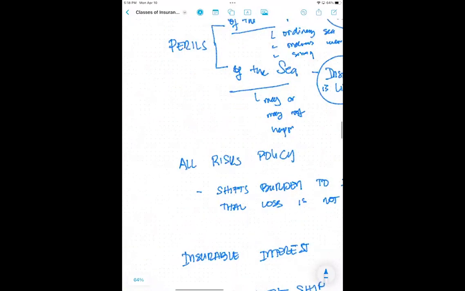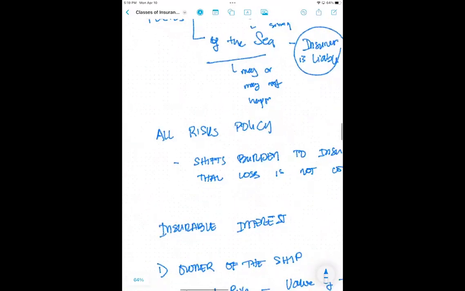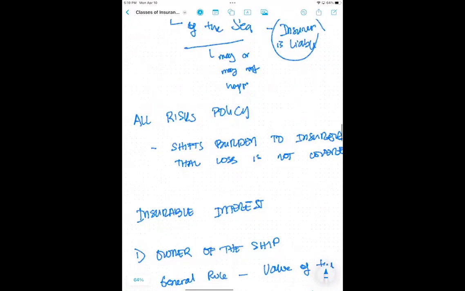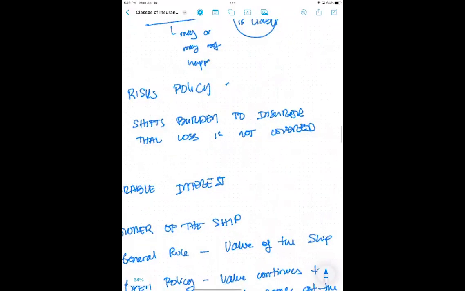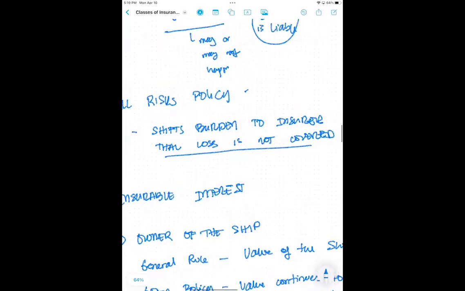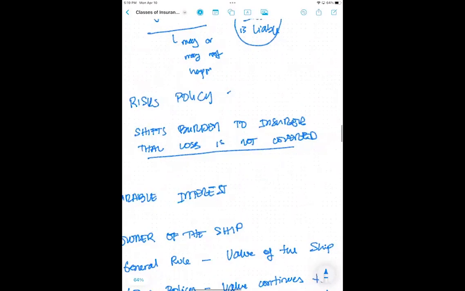All right. Now, what about this all risk policy? Supposing that the marine insurance policy would include this one, an all risk policy. Okay. What does it do? Okay. So we stated here that this all risk policy shifts the burden to the insurer to prove that the loss is not covered by the policy. Okay? And why is this important?